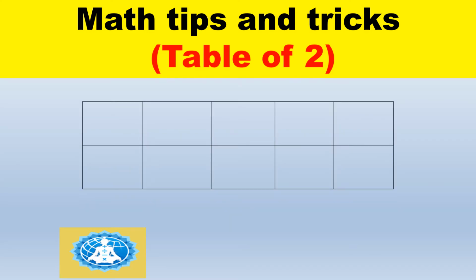First we are going to start with the table of 2. To remember the table of 2 in an easy way, you need to first draw a table of 5 columns and 5 rows. That is this way.